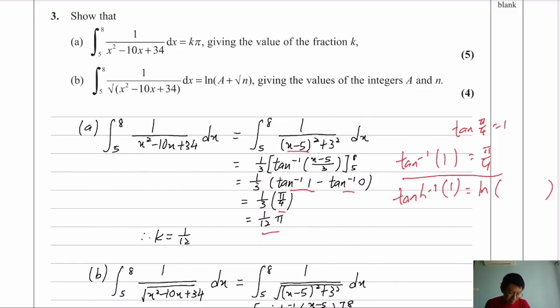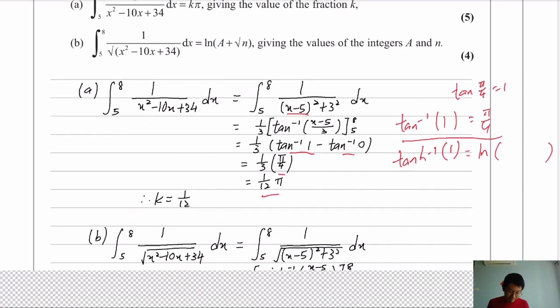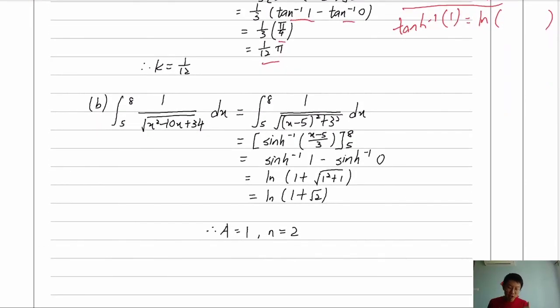Okay, so part B, 1 over the square root of the same expression. Of course we already know how to get the completed square form from there. So basically the thing is the same. For this one, if we have a square root now, the result that we get is different already. We will get the arcsinh, so we get arcsinh of x minus 5 over 3.